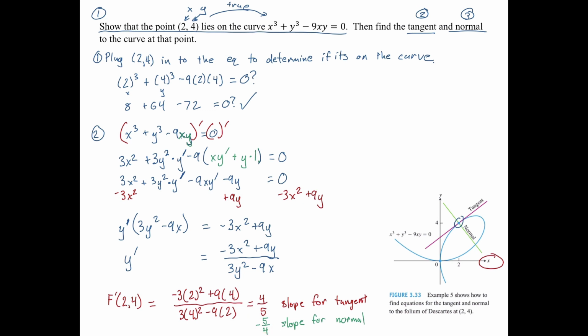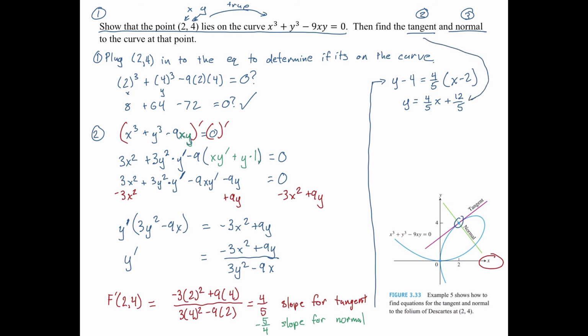So the last thing we need to do is the actual process of finding the point slope form or finding the equation. So you would just do y minus 4 equal to 4/5 times x minus 2, point slope form. Solving this, we find y is equal to 4/5 x plus 12/5. So this is your tangent line.